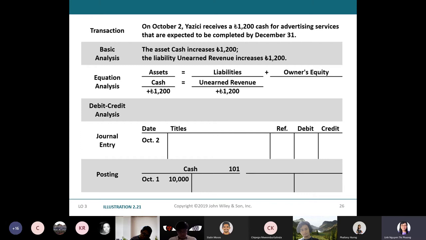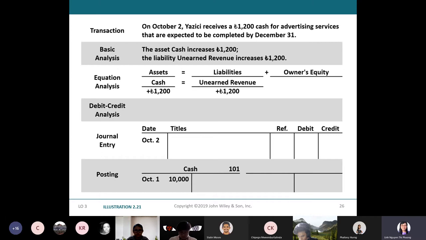So unearned revenue increases. This is a new account, class. Note down for me: unearned revenue means we receive the money from the customer in advance, but we haven't provided the service to the customer yet. So we owe the customer a service. This is a debt, or this is an obligation, all right?